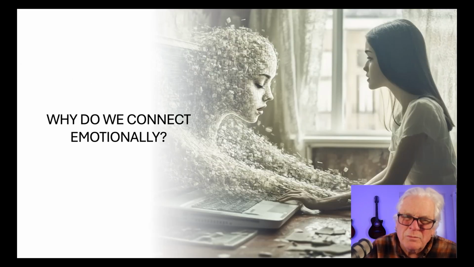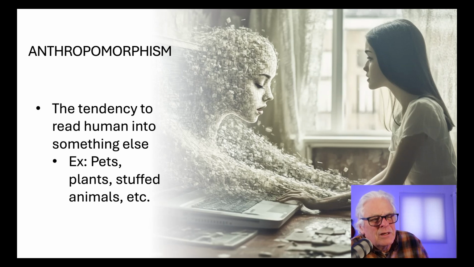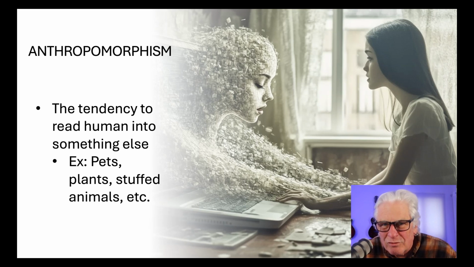So why are we so apt to emotionally connect with something that is not human? It's called anthropomorphism. It's the tendency to read human things into something else. For example, I might have a pet, and I read a lot of human stuff into it. Now, I think part of that is legit. If my dog is unhappy, you can sense it, once you get to know your dog.